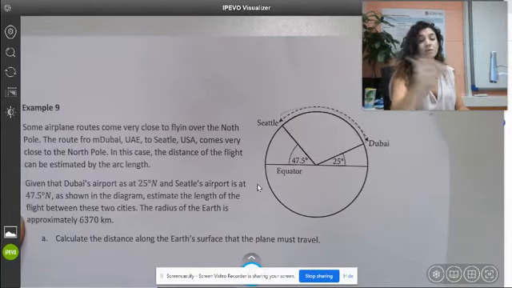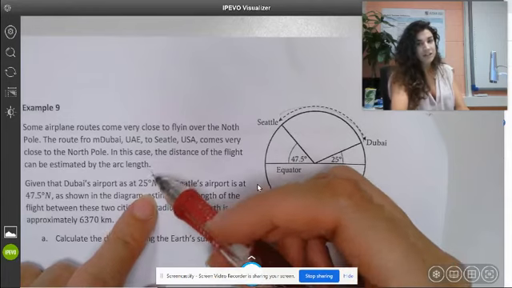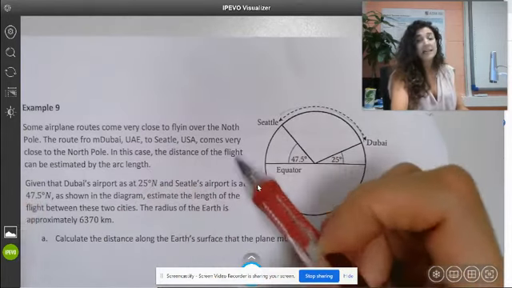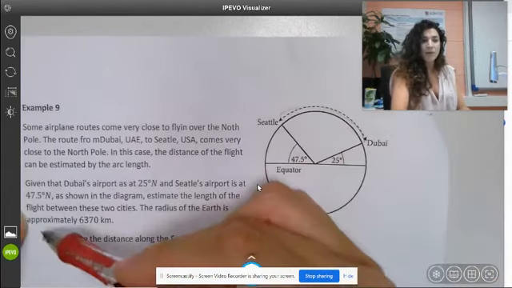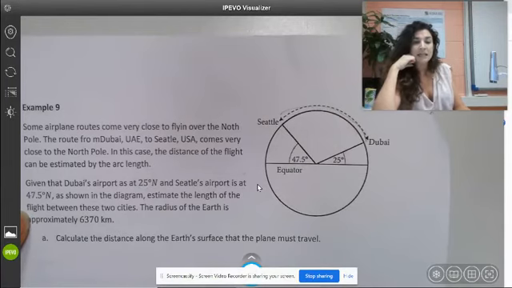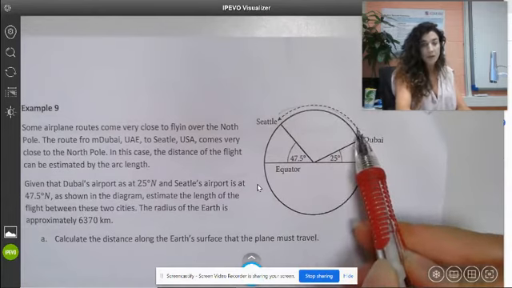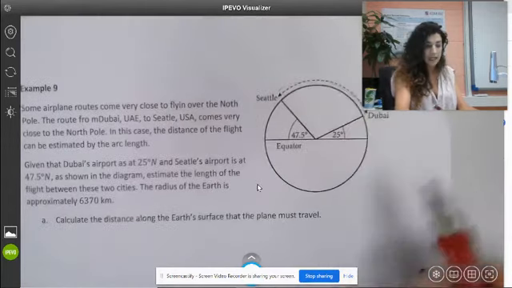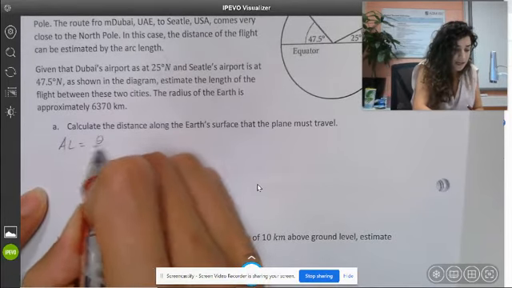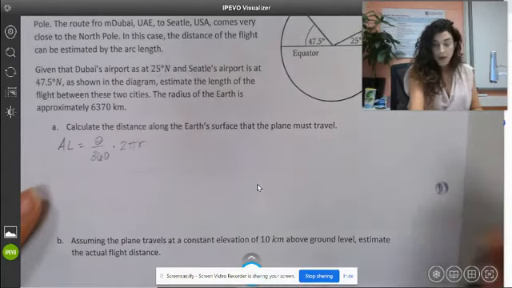Given that Dubai's airport is 25 degrees north, not bearing, its latitude, just in case you thought that was a bearing, it's not, because it doesn't have the 3 numbers and it doesn't say bearing. And Seattle's airport is at 47.5 degrees north, and they give us a diagram, which is really nice. Estimate the length of the flight between the 2 cities. So we want to know what this distance is. So this is arc length. We know that arc length is equal to theta divided by 360 times 2 pi r.